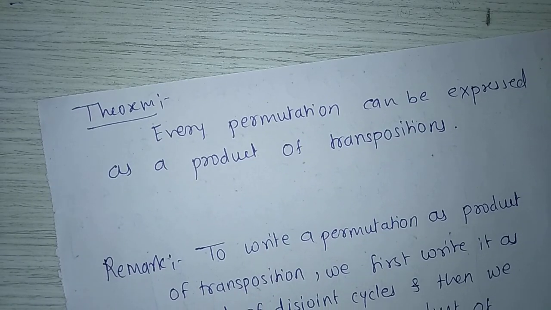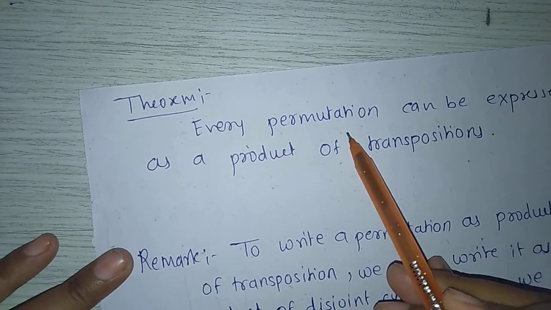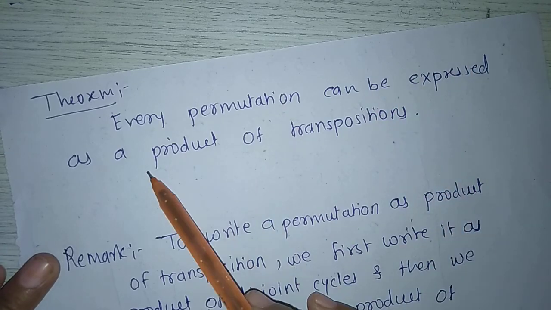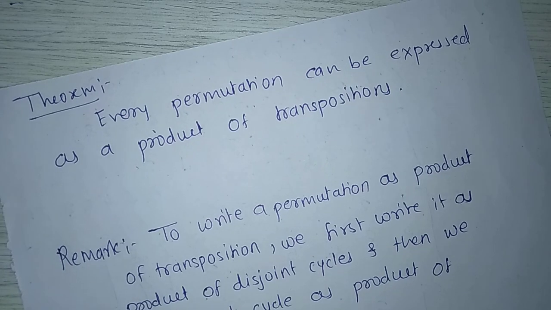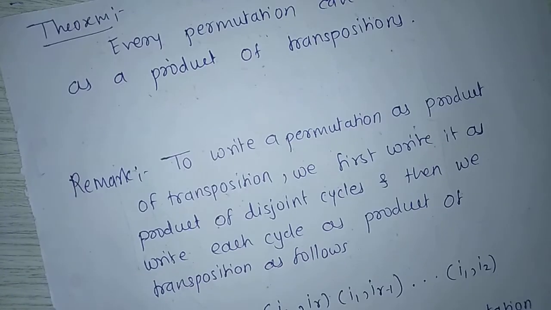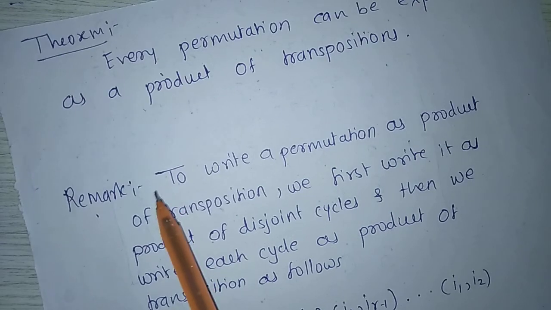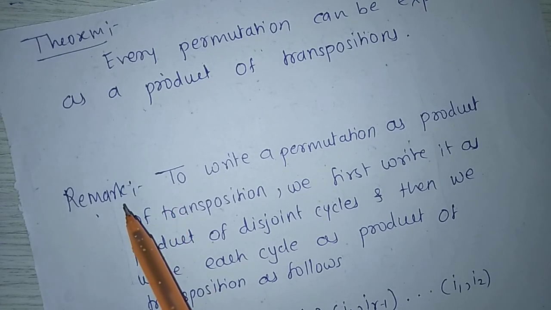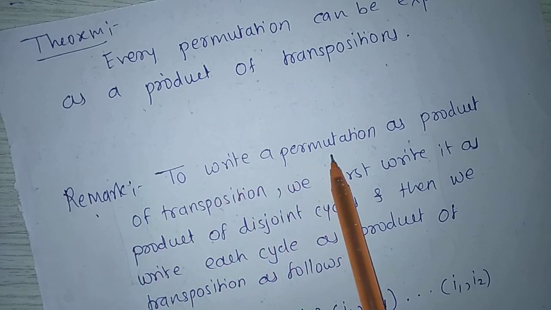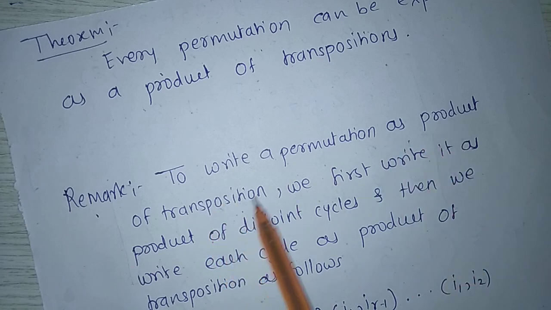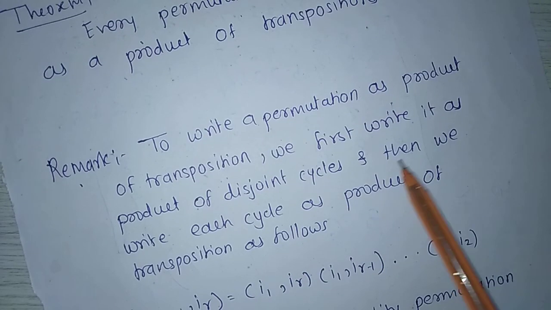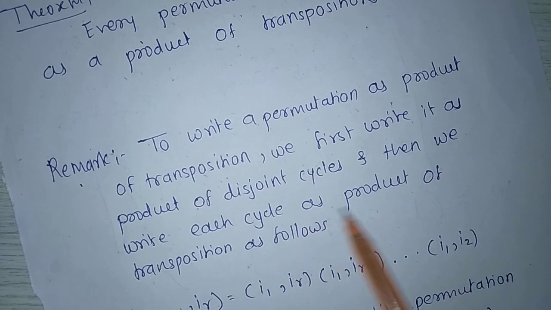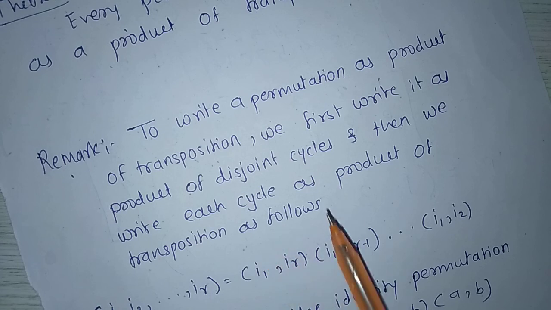Next theorem. Every permutation can be expressed as a product of transpositions. Transposition means a cycle of length 2. Remark: to write a permutation as a product of transpositions, we first write it as a product of disjoint cycles and then we write each cycle as a product of transpositions as follows.